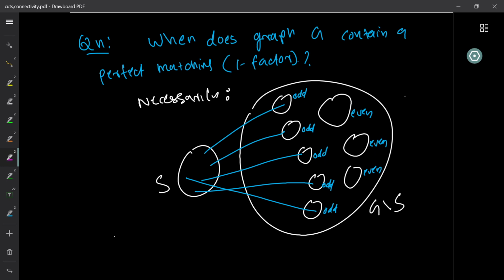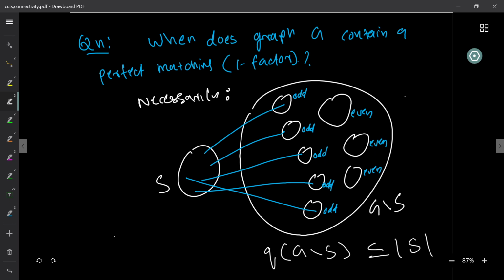So if you look at the number of odd components in G minus S, it cannot be more than the number of elements in S itself, right? So the number of odd components of G minus S must be less than or equal to the cardinality of S, because corresponding to each odd component, we should have some vertex in S. And this is true for any arbitrary subset S of the vertex set of the graph G. So this is a necessary condition, because if this is not true, of course we cannot have a perfect matching.